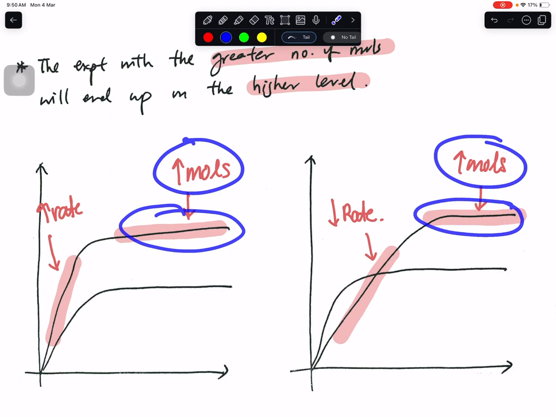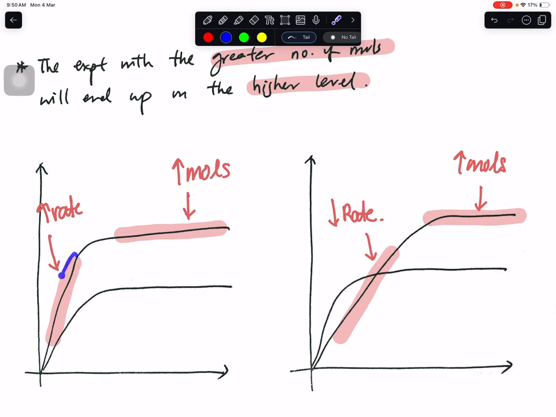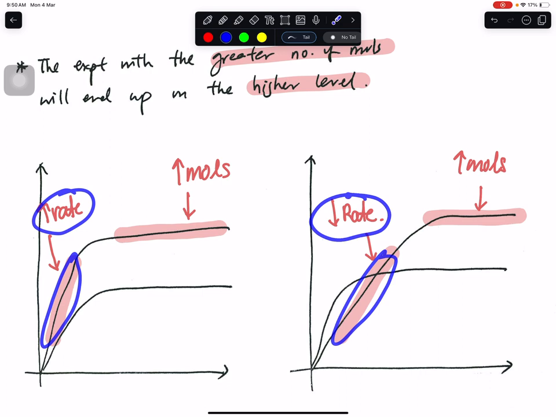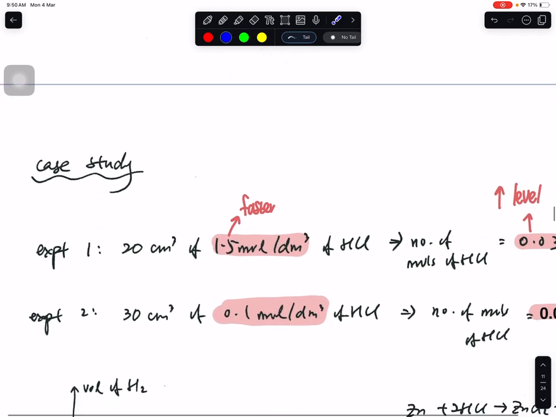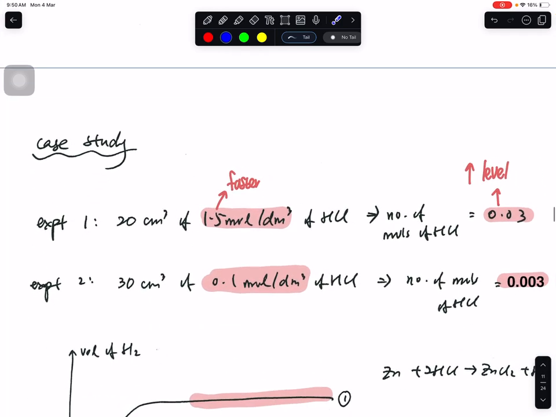Now, looking at the same graphs, look at the rates. You'll realize that this one on the left is a little bit faster, and the one on the right is a little bit slower. So these will be the two shapes of graph that you should also be used to apart from the rest. If you're okay, then let's take a look at your case study.